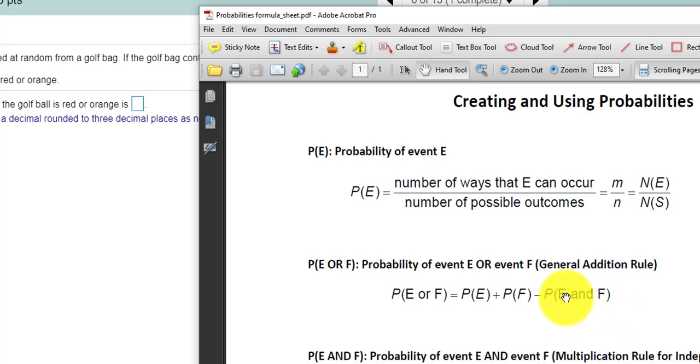Well, this is 0 for us, right? Because when we pick a ball, the ball can't be both red and orange. It might be red, it might be orange, but it can't be red and orange. So this event here is 0. So really what we need is this plus this, red plus orange.